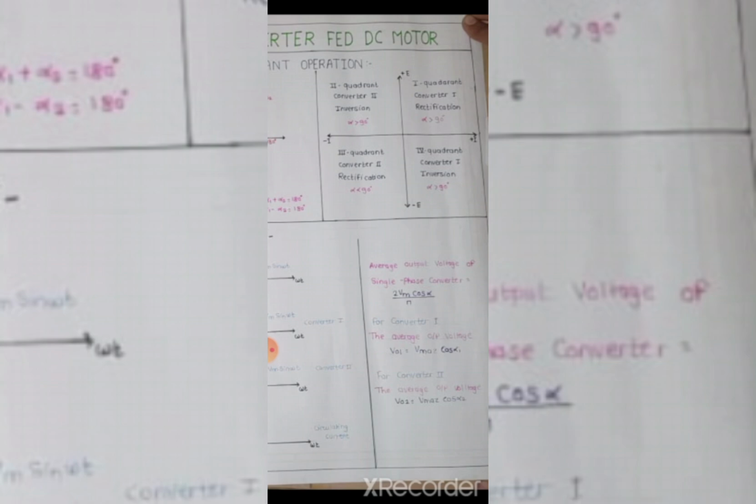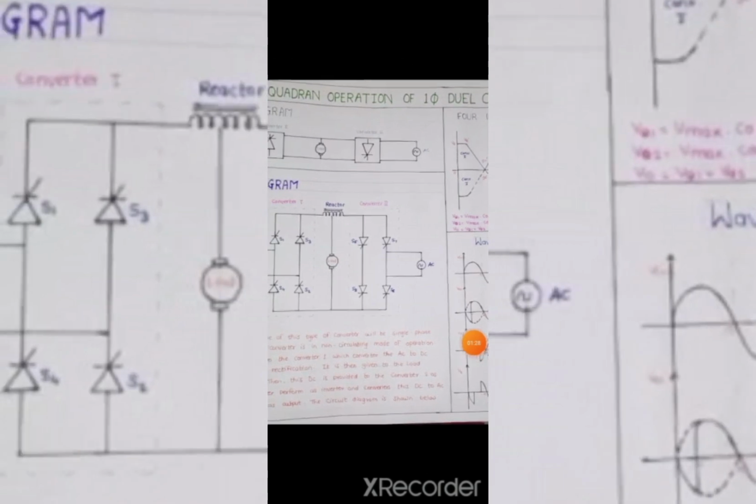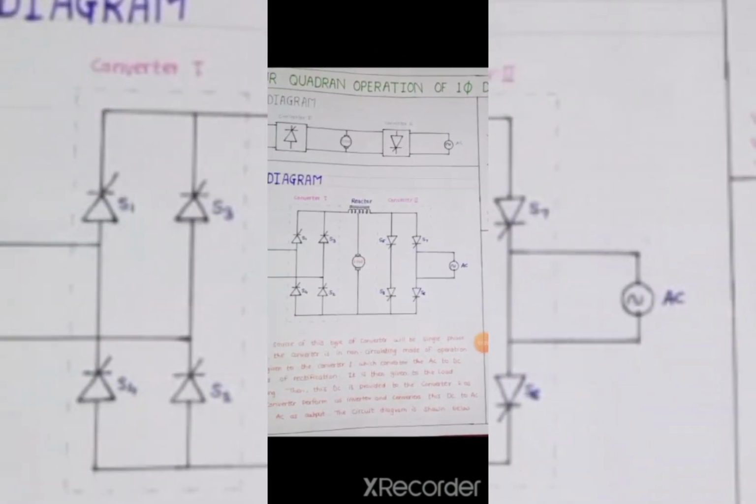Converter 1 consists of four switches S1, S2, S3, S4, and all four switches are thyristors which will do the rectification. Converter 2 consists of four switches, that is S5, S6, S7, S8, which will do inversion, means it acts as an inverter and is also called a negative converter.